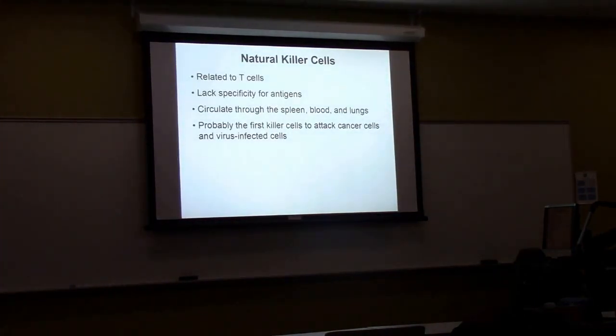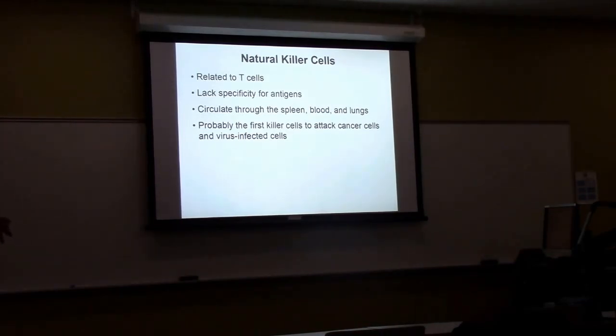Now, there are other cells that can kill, not just CD8 T cells. The other main type of killers are known as natural killer cells, or NK cells. These cells don't look for particular antigens. Instead, they look for really generalized differences.